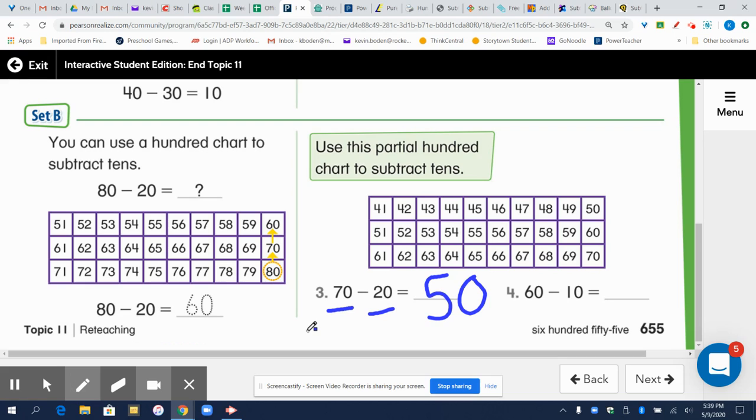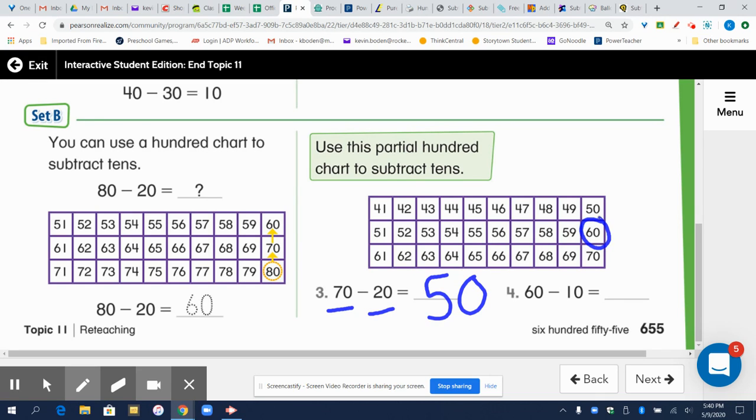Number 4 says 60 minus 10. I'm going to wait just a second to see if you can do 60 minus 10 all by yourself. So find the number 60. Good, and then take away 10. Perfect. I'm going to show everybody else who did not get that. So they have the number 60 right there.